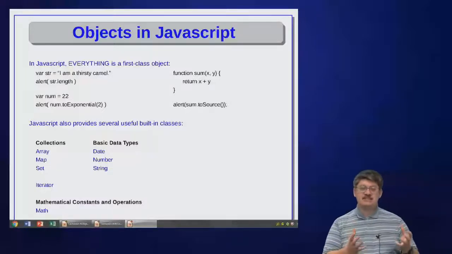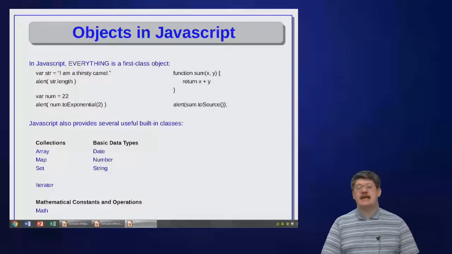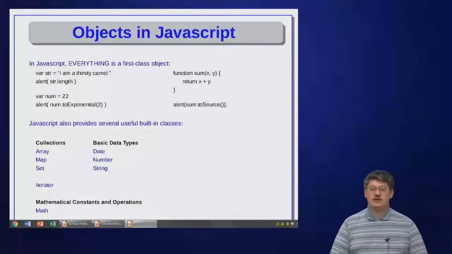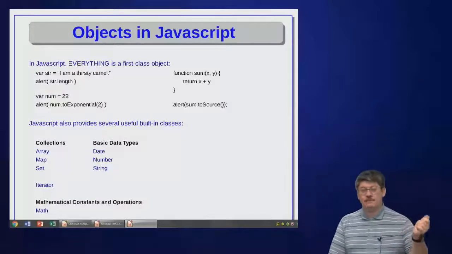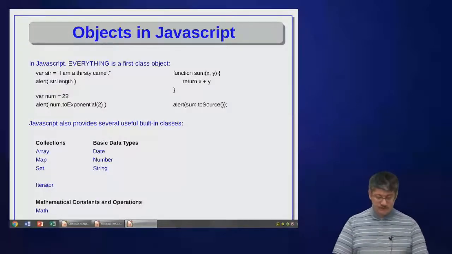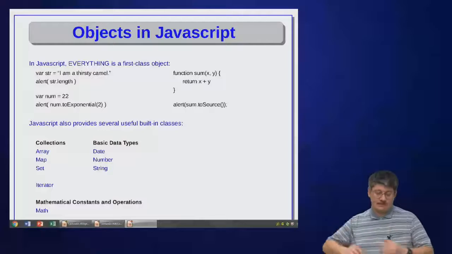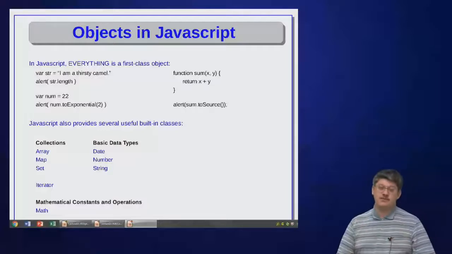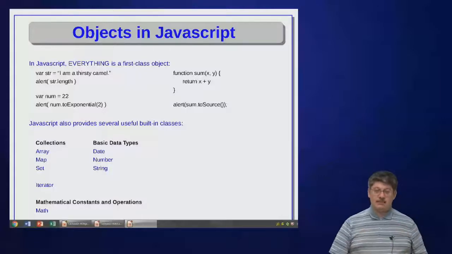We can have sets of things. A set is sort of like an array, except that I can't have duplicate values in a set. So if I have two of the same object in my set, JavaScript will throw one away. We can have iterators, which are useful for looping through the things in a collection. We also have a bunch of basic data types. There's a date object in JavaScript that we can use to represent dates and times. There's a number object that we can use, and a string object that we can use. We've already seen that up above.